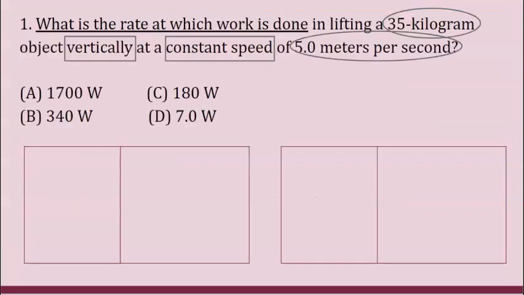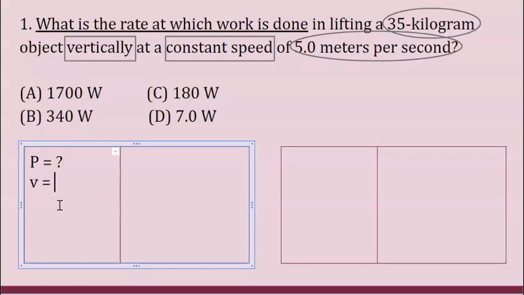Question 1 is asking you, what is the rate at which work is done in lifting a 35 kilogram object vertically at a constant speed of 5 meters per second? I annotated according to CUBES. If you choose different keywords than me, that's completely fine. But the important part is I underlined this question, what is the rate at which work is done? And I can remember that that means I'm solving for power.